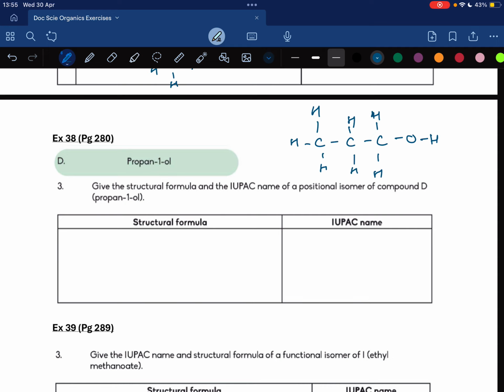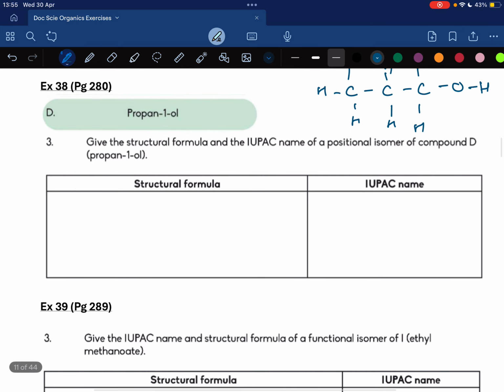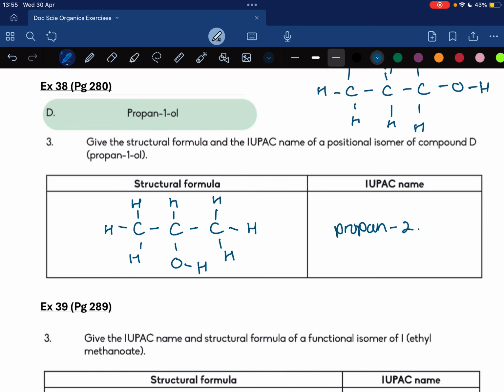Okay, so hopefully you realize that the positional isomer is not too tricky. All you have to do is keep your longest carbon chain and just move your hydroxyl group to the center carbon. So that will change now to propan-2-ol.